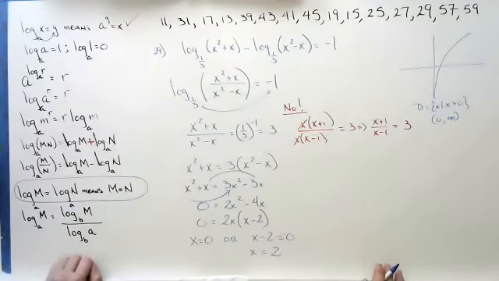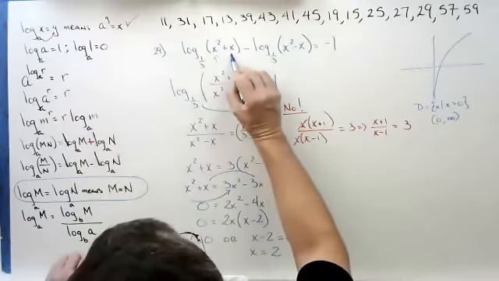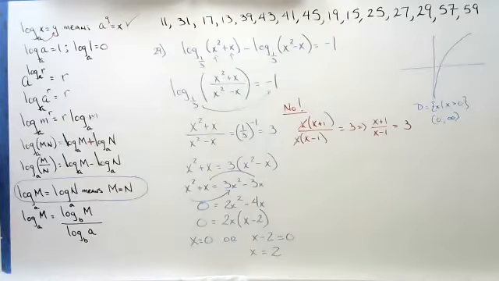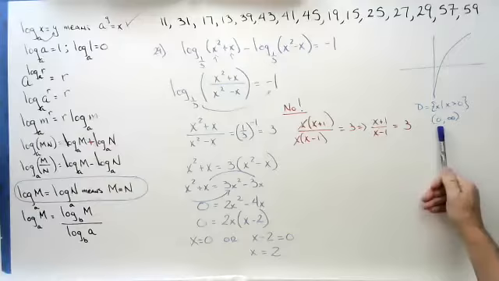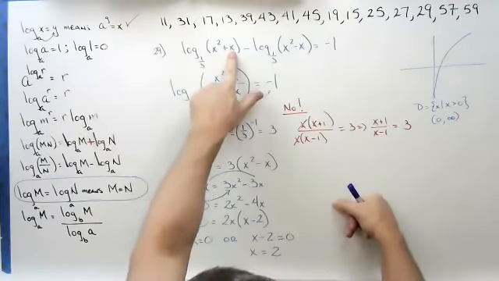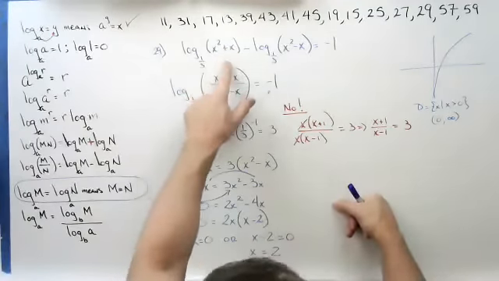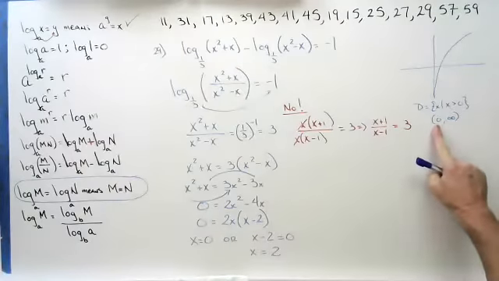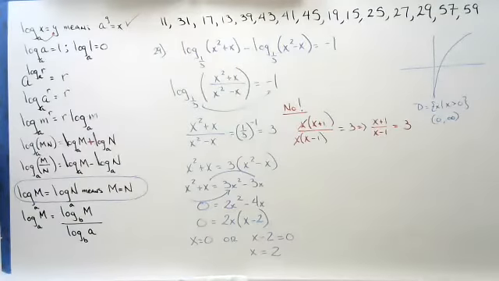Now, we got to check. Can you put 0 back here? No, no, no. You can't put 0 there. Why? 0 is not in the domain. If you put 0 here, you get 0 squared. If you put 0 here, you get 0. 0 squared plus 0 is 0. You can't take the log of 0. That's an open interval. So this is not an answer.